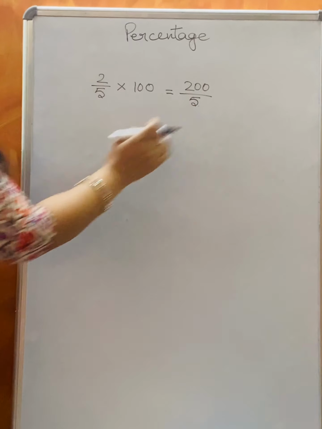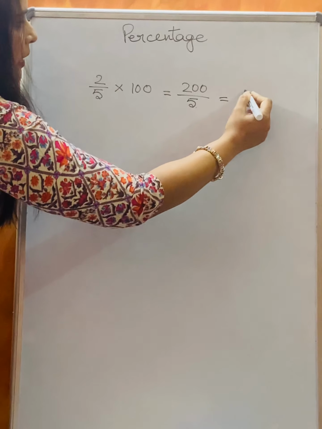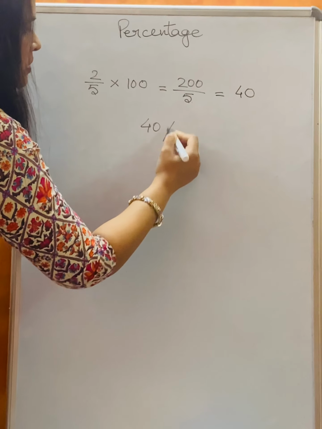This is the fraction. Now we will simplify it. By simplifying it, I will get 40. So this comes out to be 40%.